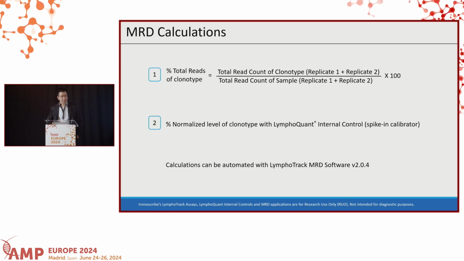Here are the 2 types of MRD calculations made. The first type is the percent total reads of the clonal type out of the total reads of the sample for both replicates. Since the total reads of the sample is representative of total rearranged reads of the lymphoid cells and not lymphoid cells that are in germline configuration, normalization is needed to assess the overall disease level. Using the LymphoQuant internal control as a spiking calibrator, you can calculate the percent normalized disease level. These calculations can be automated with the current version of the LymphoTrack MRD software.